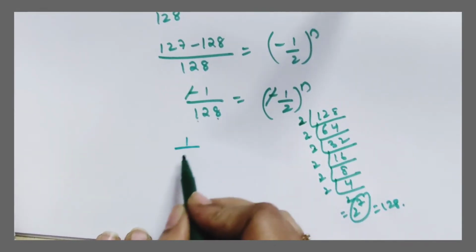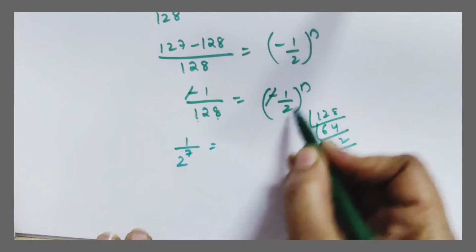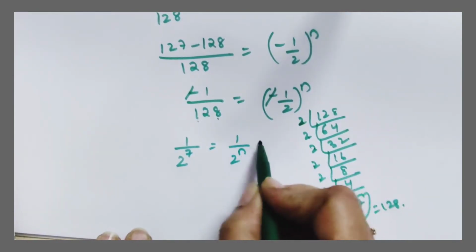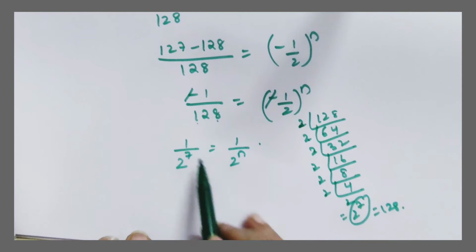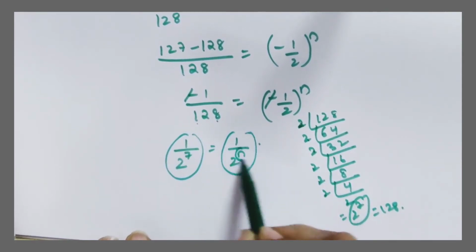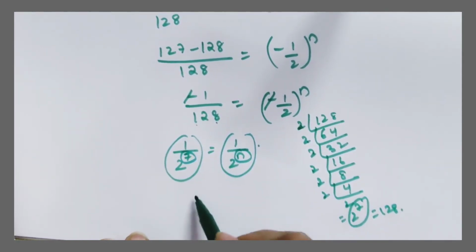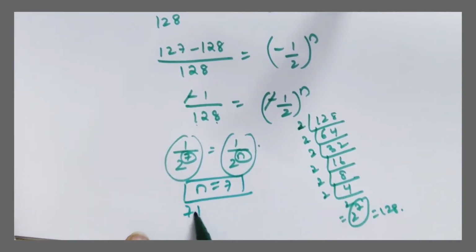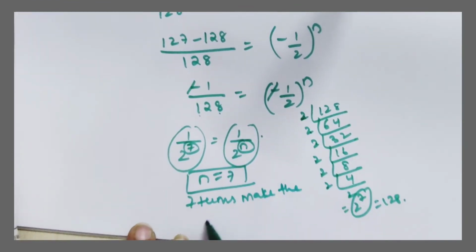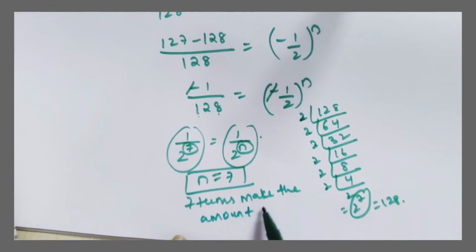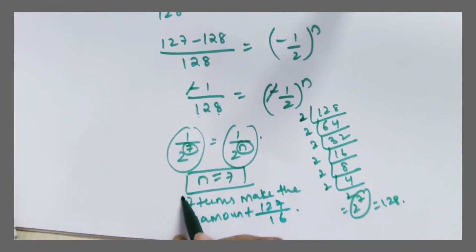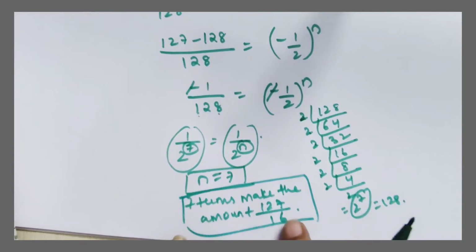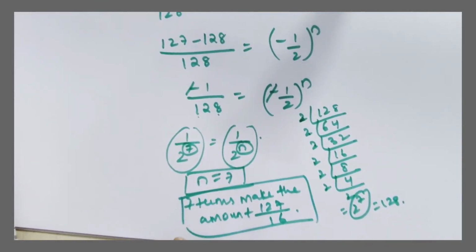So rewriting over here, 1 by 2 power 7 is equal to 1 by 2 power n. Right, so these both are the same, so this n value is nothing but n is equal to 7. So the 7 terms make the amount the question asked: if you add 7 terms, you will be getting 127 by 16 here. Okay, I think this is clear.